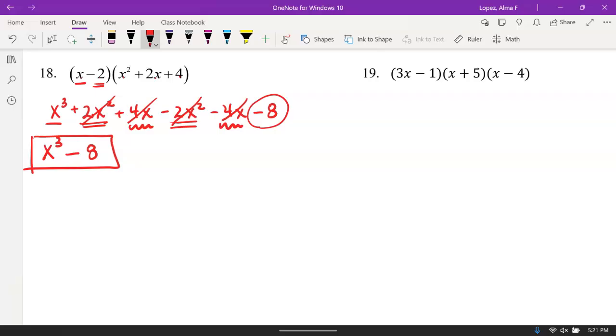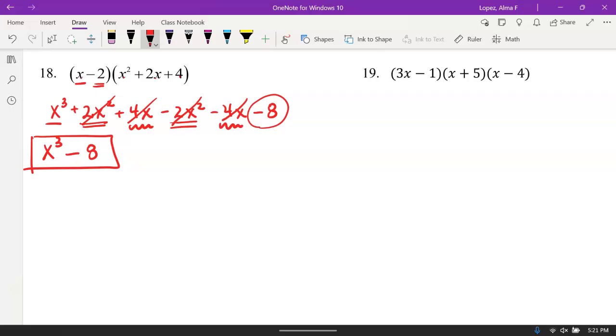Now look at number 19. This one is actually a 3 binomial product. And another cool thing is, you know how it doesn't matter what order the numbers are in when you multiply them? You can move these factors around as well.